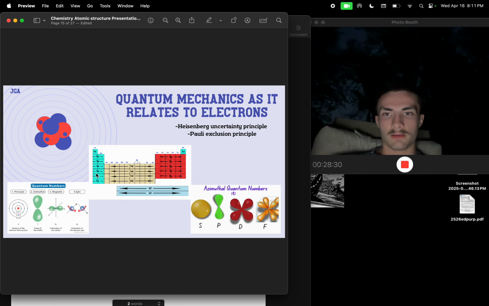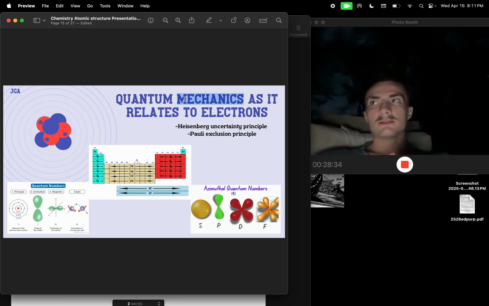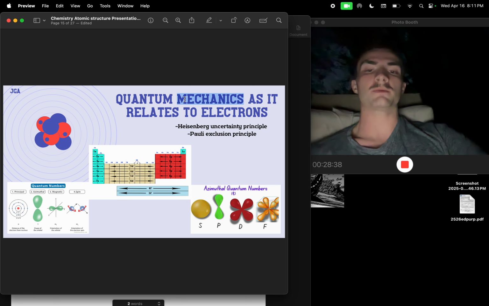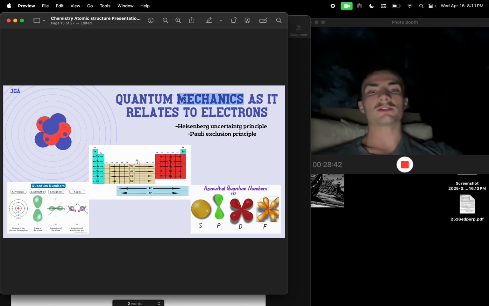Quantum mechanics. This is the last slide. So quantum mechanics doesn't have to do specifically with the electrons. It can do with a lot of things relating to stuff on the small level. But one of the very popular things it does deal with is electrons.